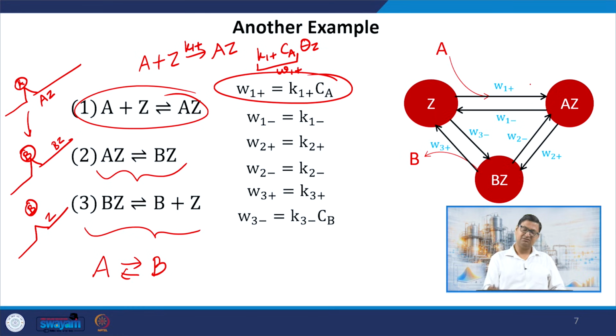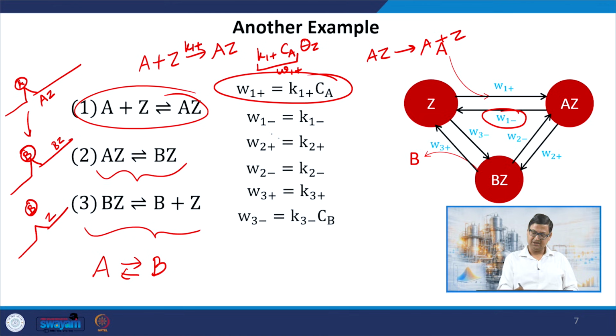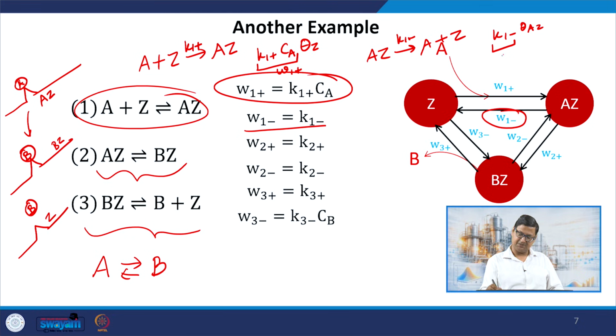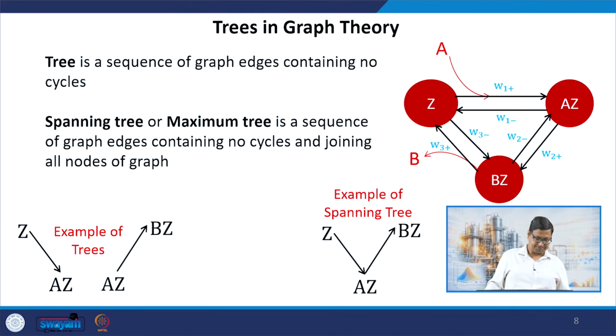From the same reaction, the backward step is AZ going to A plus Z, and that has a weight of W1 minus, which is K1 minus, right? Because the rate is K1 minus theta AZ. So this becomes W1 minus, and I can extend this idea to all three intermediates, Z, AZ, and BZ, and we have a graph for this particular problem.